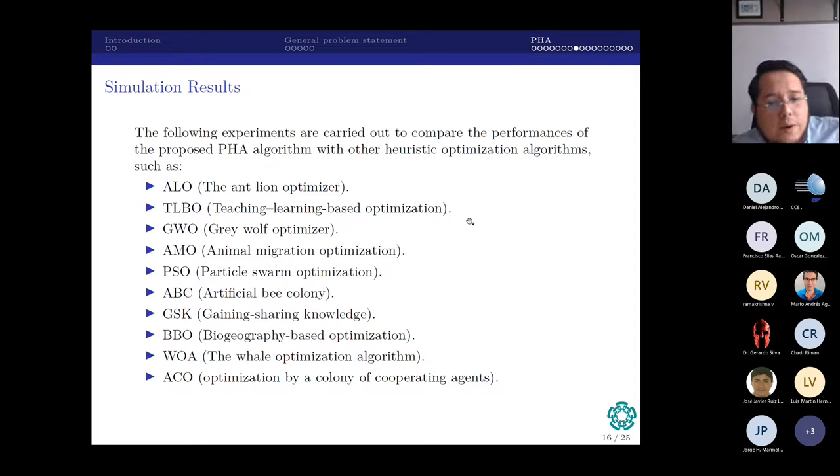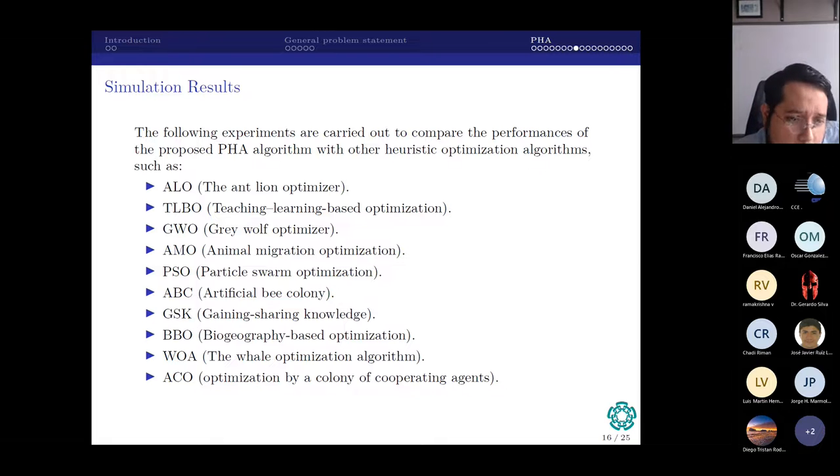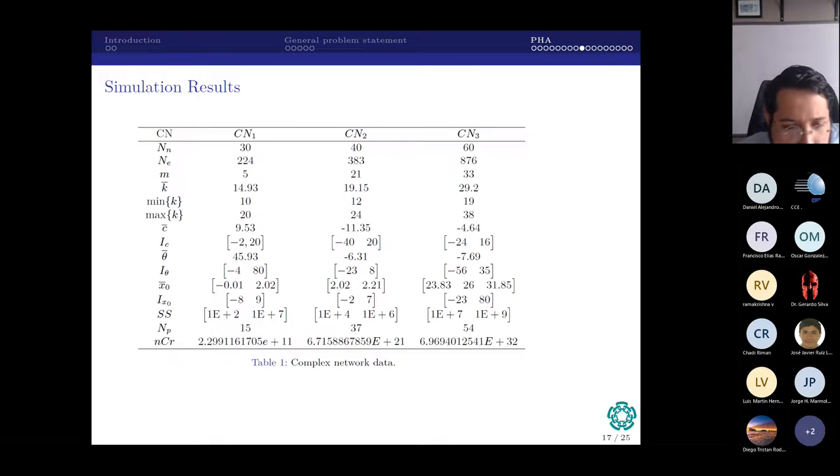Yes. The following experiments are carried out to compare the performance of the proposed algorithm with other heuristic optimization algorithms: the Ant Lion optimizer, Teaching-Learning-Based optimization, Great Wall optimizer, Animal Migration optimizer, Particle Swarm optimization, Artificial Bee Colony, Gaining-Sharing Knowledge, Biogeography-Based optimization, the Whale optimization algorithm, and the optimization by a colony of cooperative agents. All these algorithms have a characteristic similar to the newly proposed algorithm.